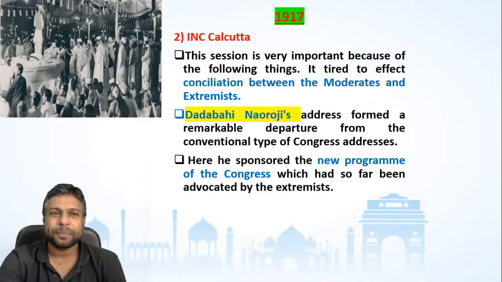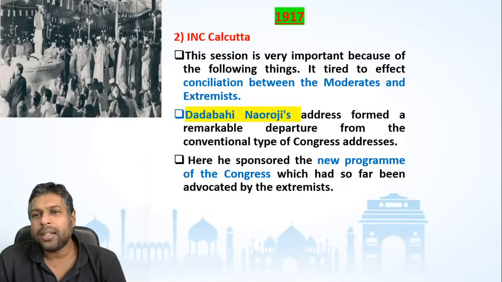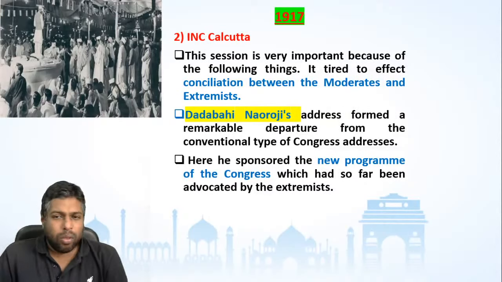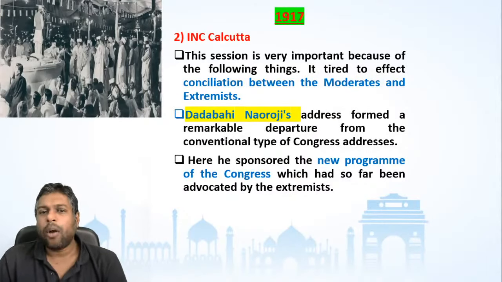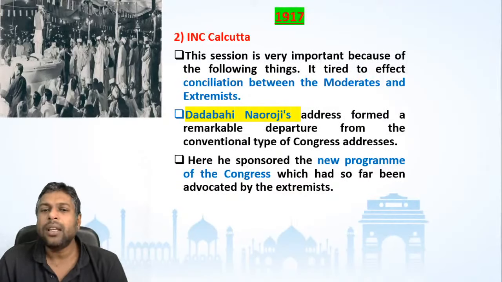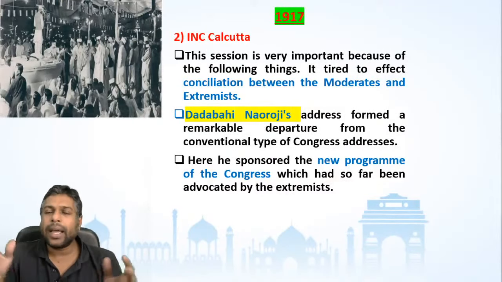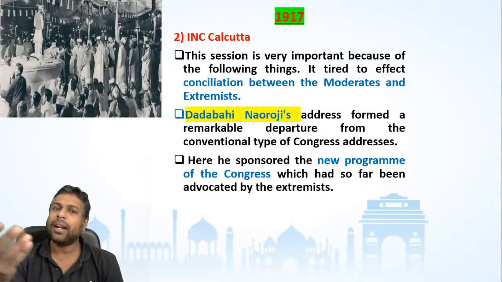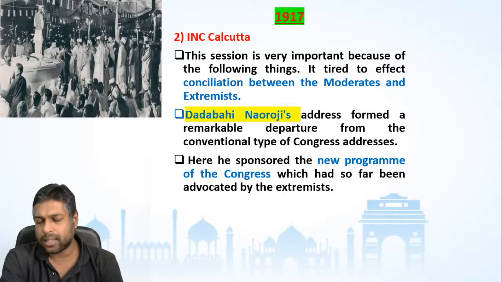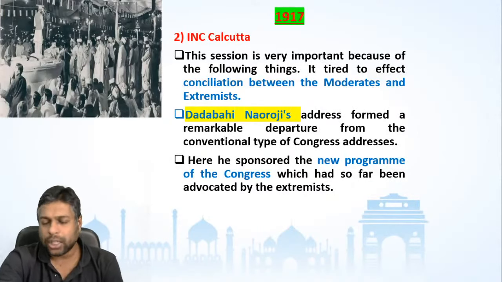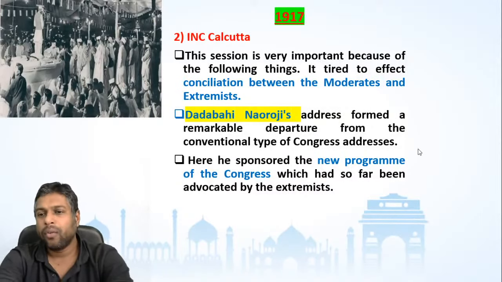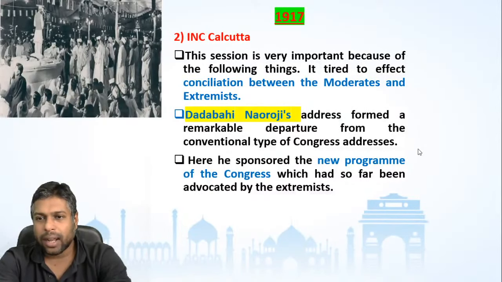The Calcutta session, of course, was again very important because the conciliation between moderates and extremists का पूरा effort चल रहा था, right? Dadabhai Naoroji's address formed a remarkable departure from the conventional type of Congress address. Here he sponsored the new program of the Congress which had been advocated by the extremists. So कहीं ना कहीं एक balance between the moderates जो सिर्फ बातें करना चाहते थे with the British to come to a conclusion, and the extremists who wanted to resort to violence as a means of declaring war to ultimately achieve the purpose of independence, right? This how to do this reconciliation, वही पूरा effort essentially चल रहा था, right?